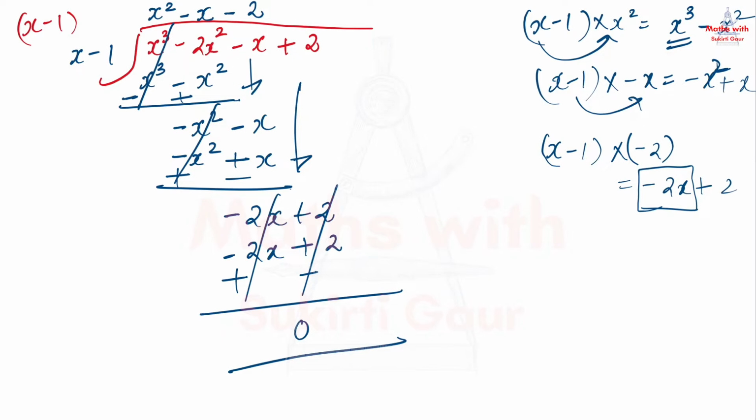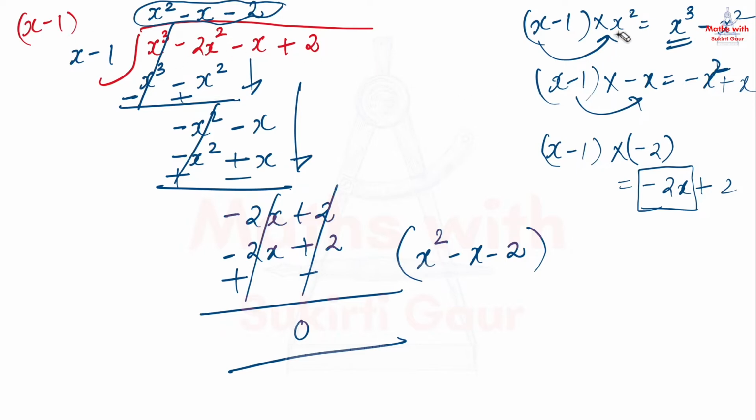So our another factor is this quotient, x square minus x minus 2. Can we factorize it more? Yes, because it is a quadratic polynomial and we have learned the splitting the middle term method to factorize it.